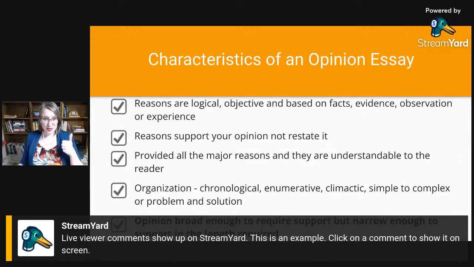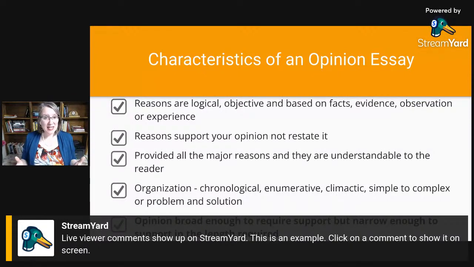But also, we have reasons that are logical, objective, based on facts, evidence, observation, or experience. We don't just restate our reasons, we support the opinion. We provide the major reasons. So we're not looking for the minutia, we're looking for the major reasons that people could understand.